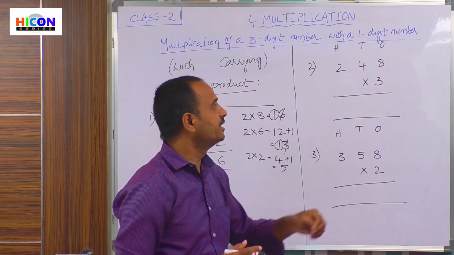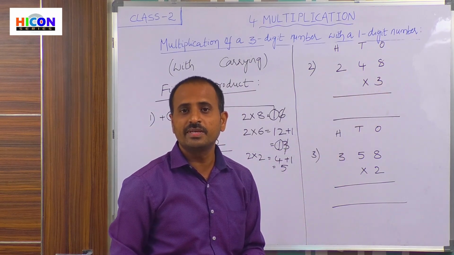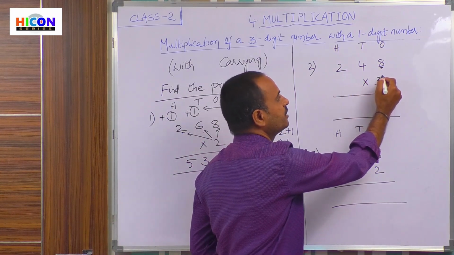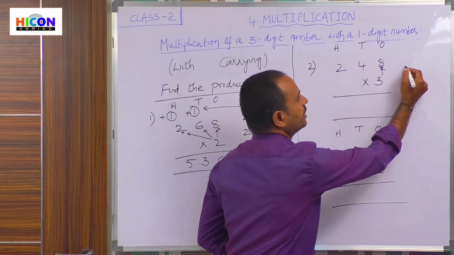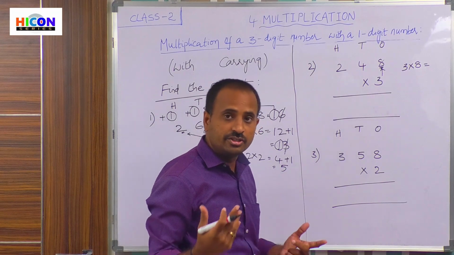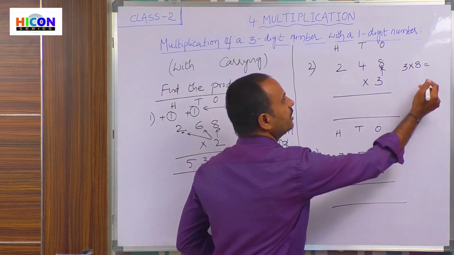So first multiply the digit present in ones place with 3. What is the digit present in ones place here? 8 is present in ones place. So multiply 8 with 3. That is 3 into 8. So children, how much will you get? 3 8 jar? 24. So 3 8 jar 24.